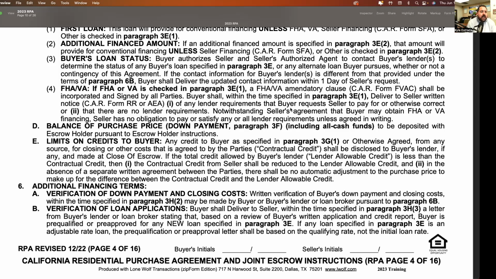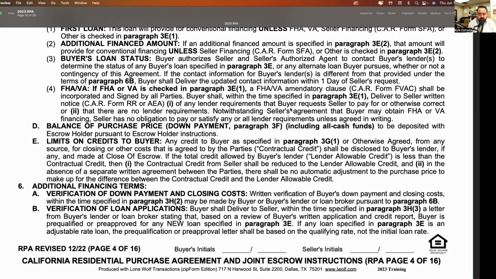Any credit to buyer as specified in paragraph 3G1 or otherwise agreed from any source for closing or other costs that is agreed to by the parties shall be disclosed to the buyer's lender and made at close of escrow. If the total credit allowed by buyer's lender is less than the contractual credit, then the contractual credit from seller shall be reduced to the lender allowable credit. And in the absence of a separate written agreement between the parties, there shall be no automatic adjustment to the purchase price to make up for the difference between the contractual credit and the lender allowable credit. So let's explain that.